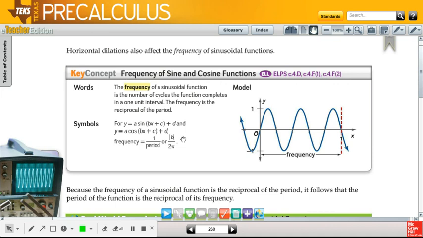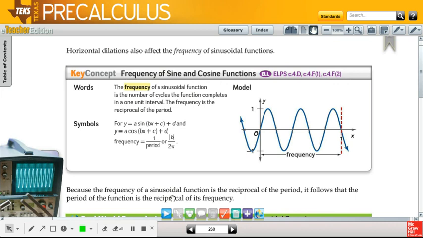Now, let's take a look at the picture of the graph. Frequency is how many times it's oscillating, going up and down, within one given unit or one given cycle. So keep in mind that when I'm talking about cycle, it's different from period. If you have a restricted cycle, then you are able to find the frequency. Again, cycle is different from period.